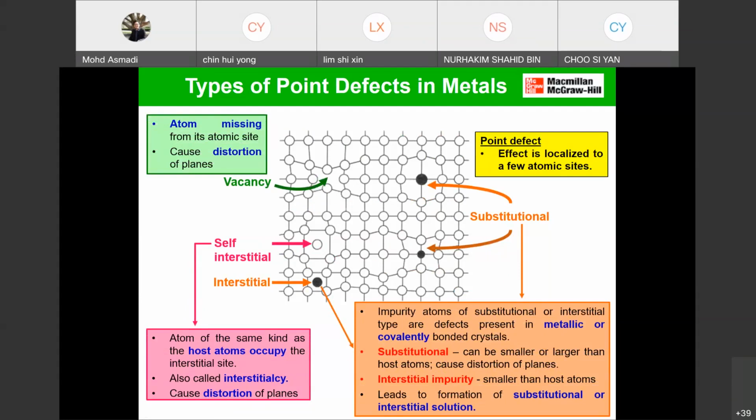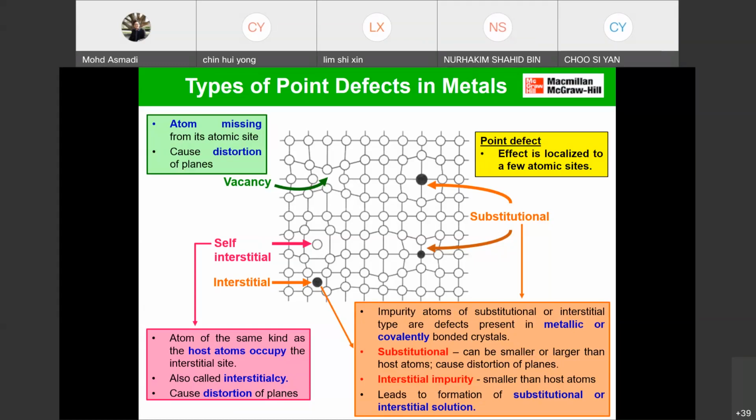Actually, there is another defect, based on the cation and anion vacancy. Later we will see this one. Due to the vacancy, we call it the Frenkel and the Schottky defect. It depends on the stoichiometry, because we want to keep the charge the same. We call them Schottky and Frenkel defects.